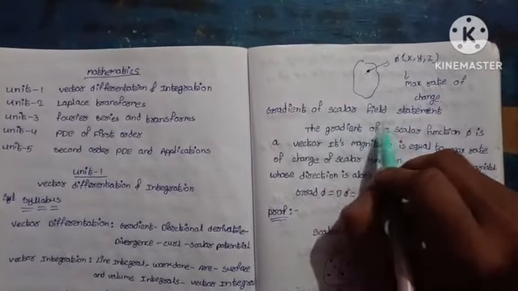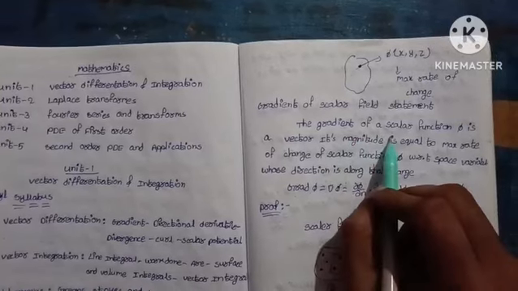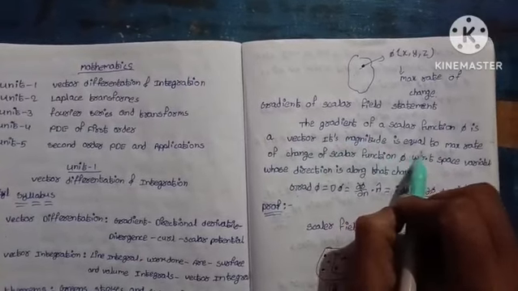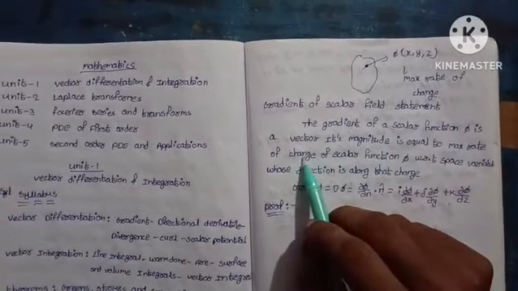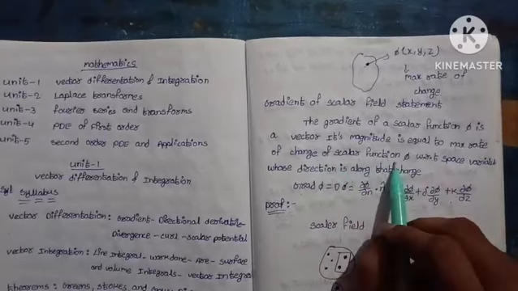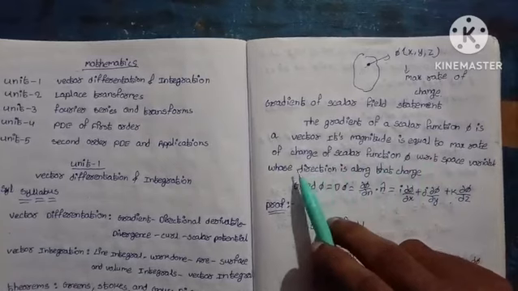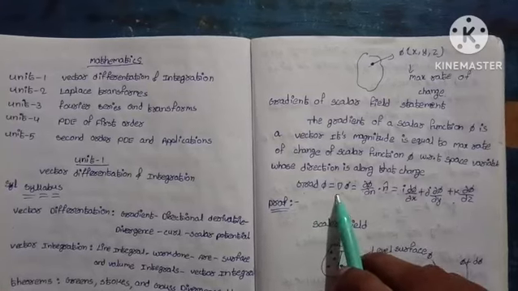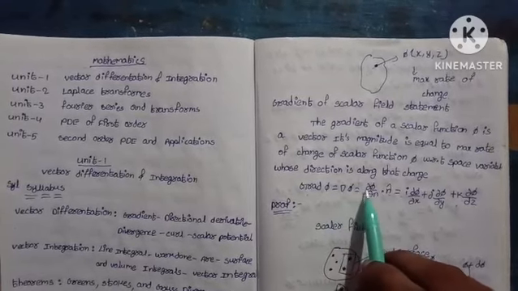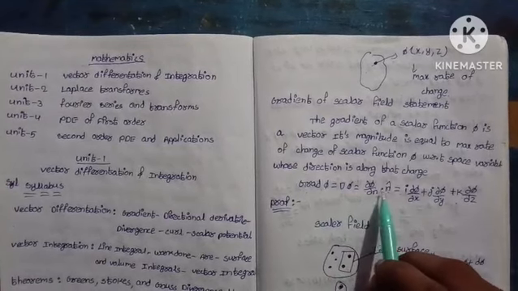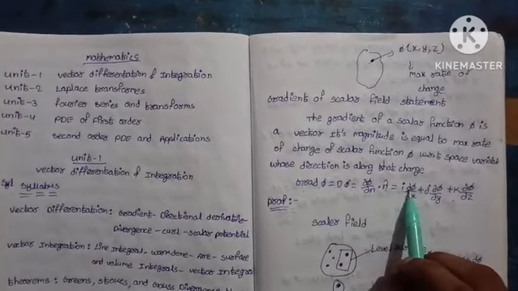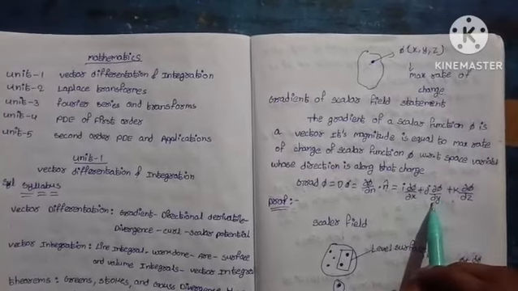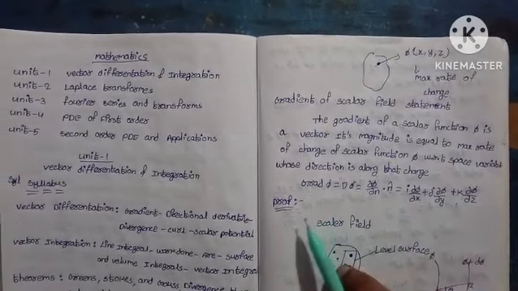Gradient of a scalar field, statement: The gradient of a scalar function phi is a vector. Its magnitude is equal to the maximum rate of change of the scalar function phi with respect to space variables, and whose direction is along that change. Grad phi equals del phi, equals dou phi by dou n cap, equals i dou phi by dou x plus j dou phi by dou y plus k dou phi by dou z.